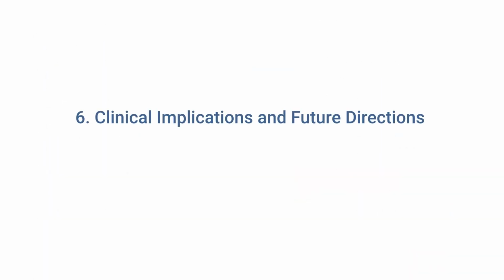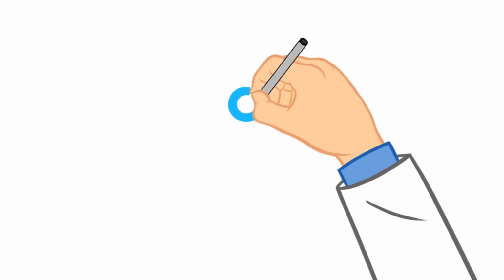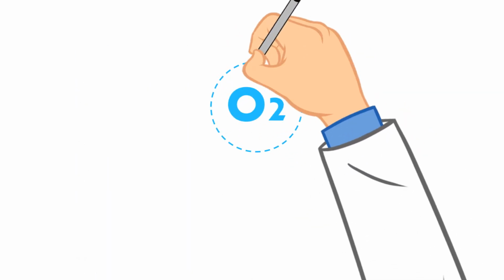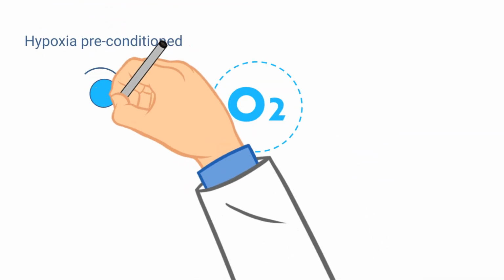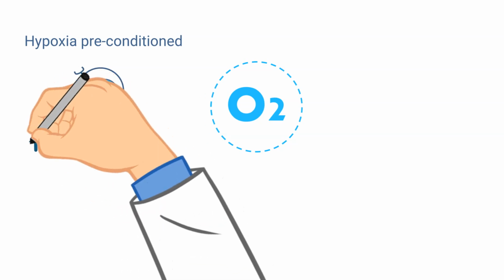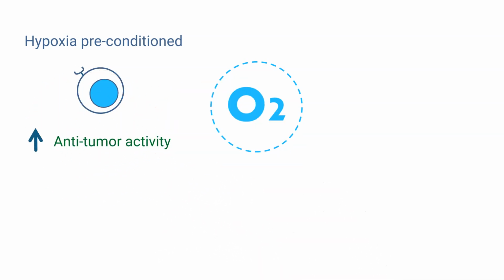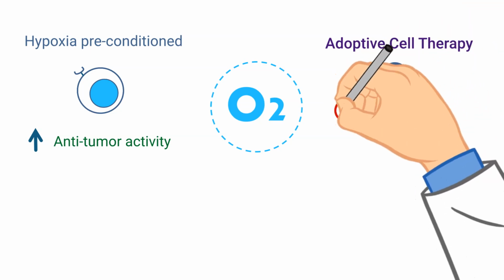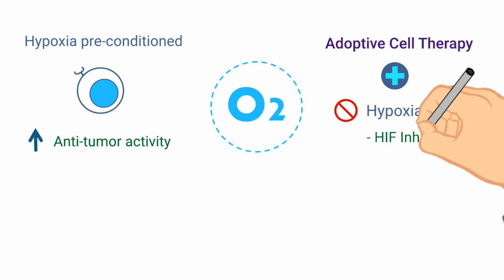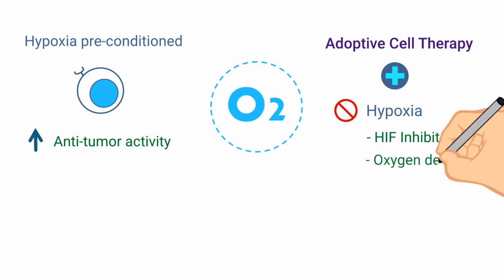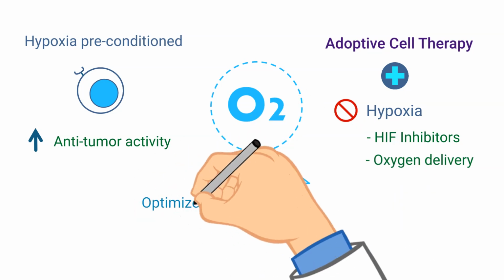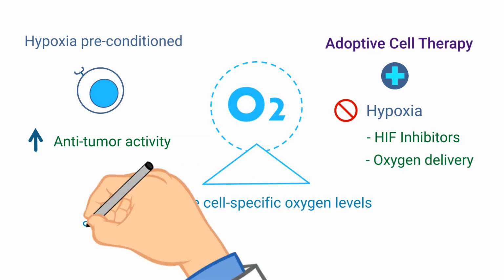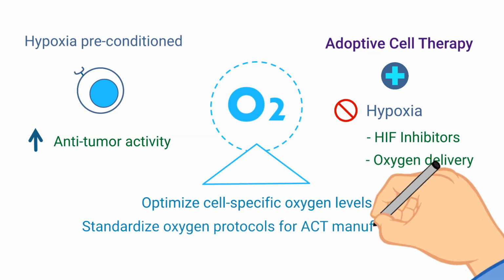The manipulation of oxygen levels in ACT has significant clinical implications. For example, hypoxia-conditioned T cells have shown enhanced anti-tumor activity in preclinical models, suggesting that oxygen modulation could improve ACT outcomes in patients. Additionally, combining ACT with therapies that target hypoxia, such as HIF inhibitors or oxygen-carrying nanoparticles, could further enhance efficacy. Future research should focus on defining optimal oxygen conditions for different T-cell subsets and developing standardized protocols for oxygen modulation in ACT manufacturing.